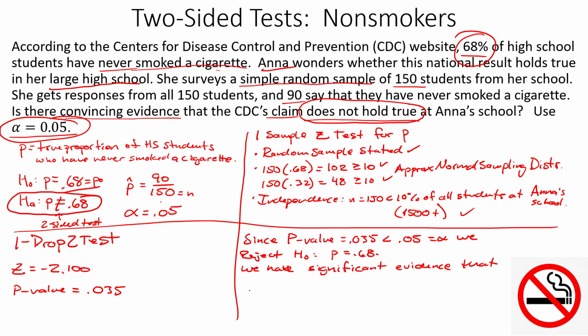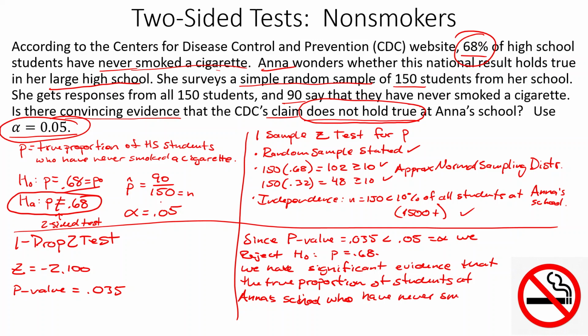So we're going to say the true proportion of students at Anna's school who have never smoked is different, or not equal to, different from 0.68. All right, and there's our test.